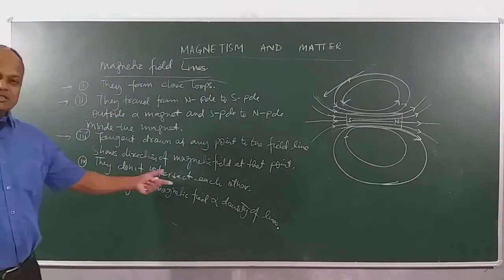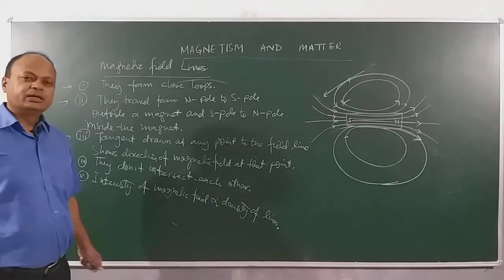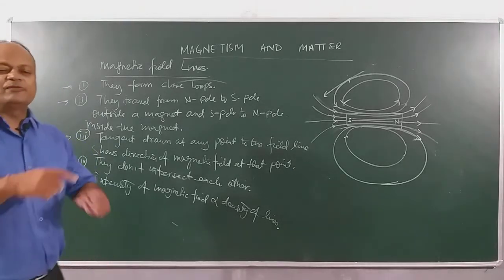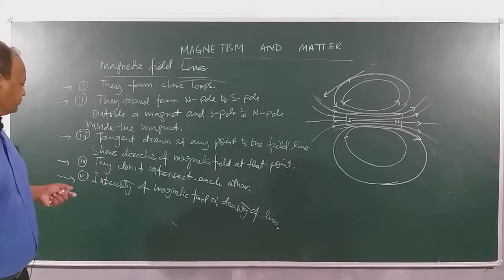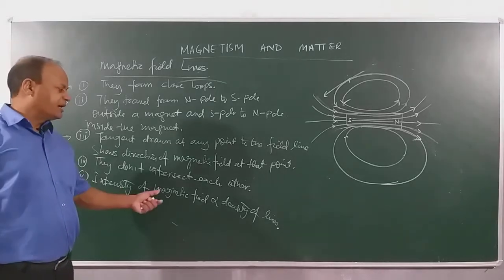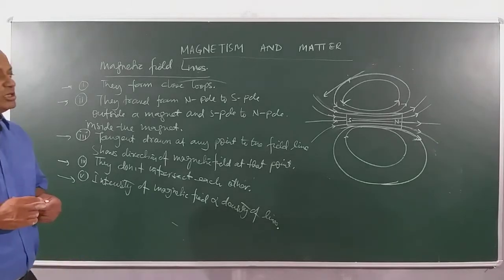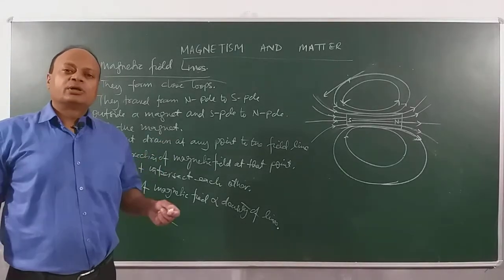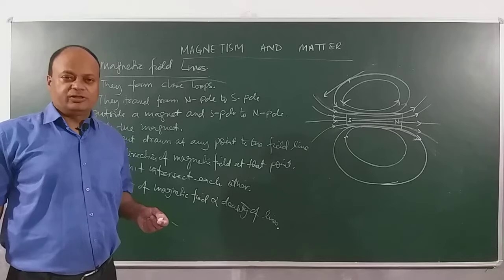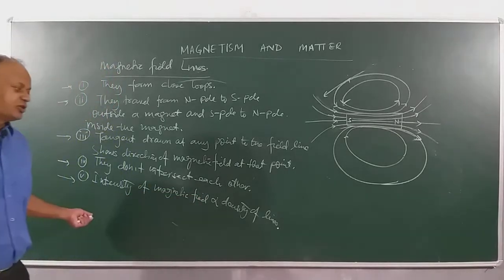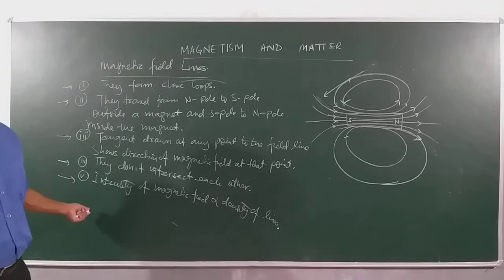They do not intersect each other. I already explained, if they intersect, that means there will be two magnetic fields at the same point, which is absurd. And the intensity of the magnetic field is directly proportional to the field line density, meaning the more closely packed the field lines are, the stronger the magnetic field will be. Okay, so these are the properties. You can take a screenshot and write these properties. Okay, right?